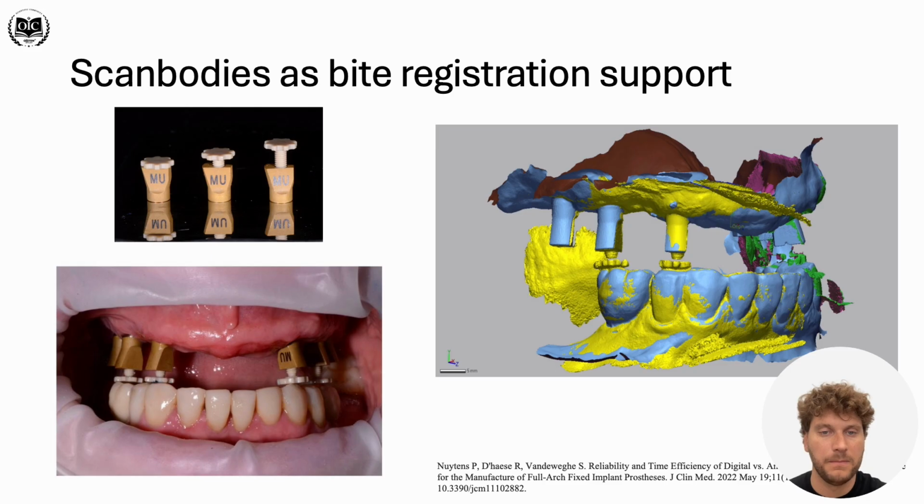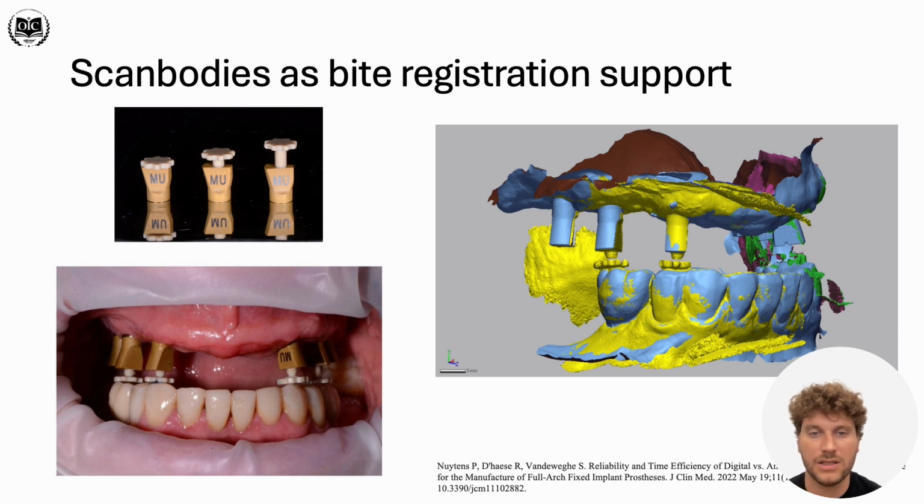One of the more interesting solutions was presented by Nuytens et al., where they changed the implant scan body design, integrating retractable parts to create a rest for the mandible or the opposing jaw. In this way, you can get stable occlusal points and then scan it.